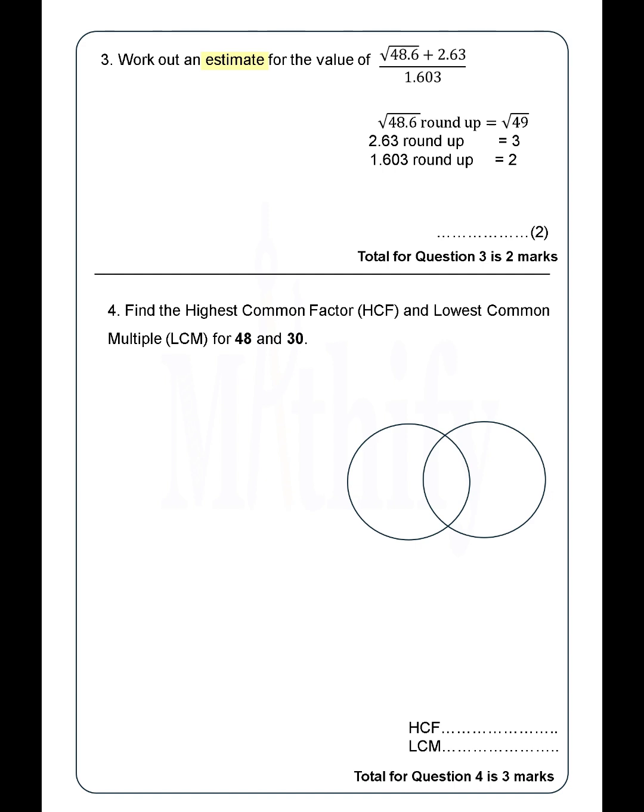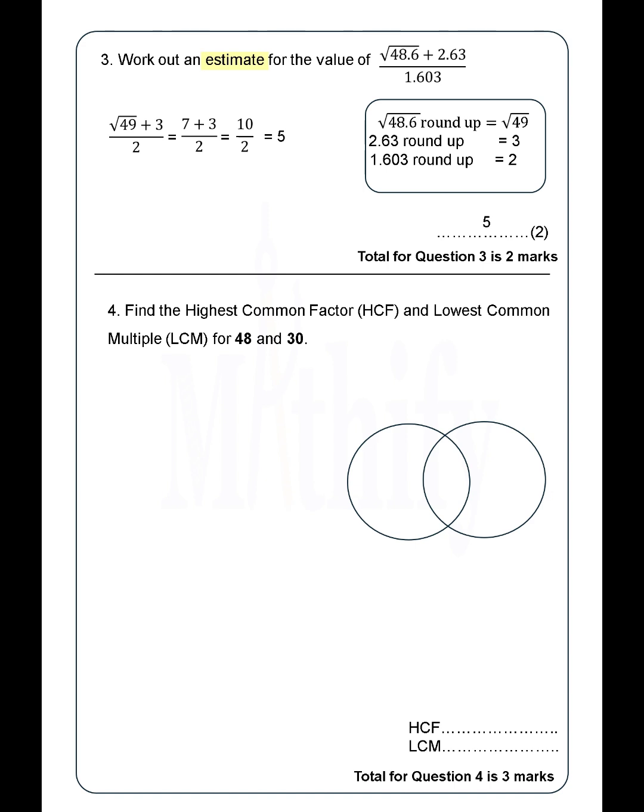Now, let's plug all the information into the fraction. Square root 49 plus 3, divided by 2. Now, square root 49 is equal to 7. So 7 plus 3, divided by 2. 7 plus 3 is 10. 10 divided by 2 is equal to 5. Therefore, the final answer for question 3 is 5.